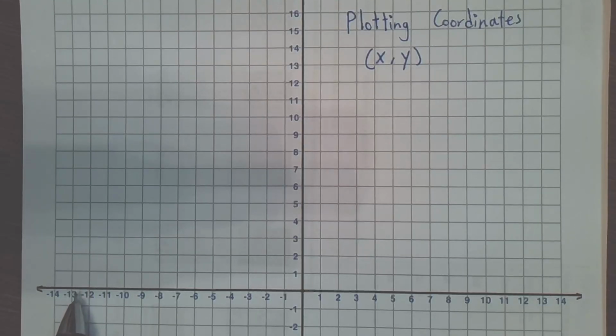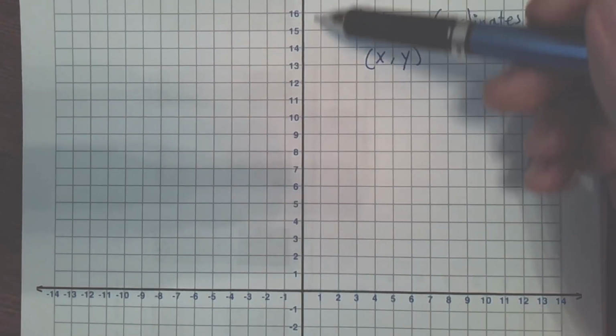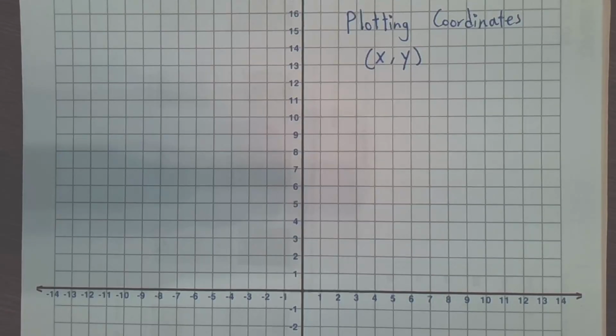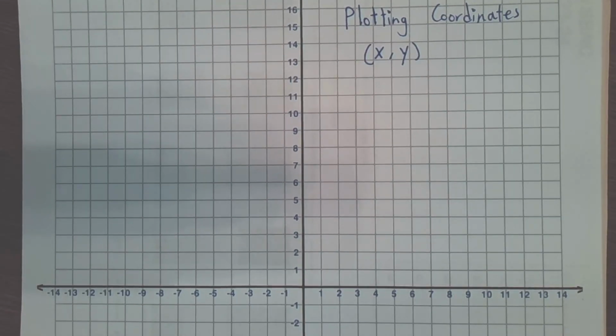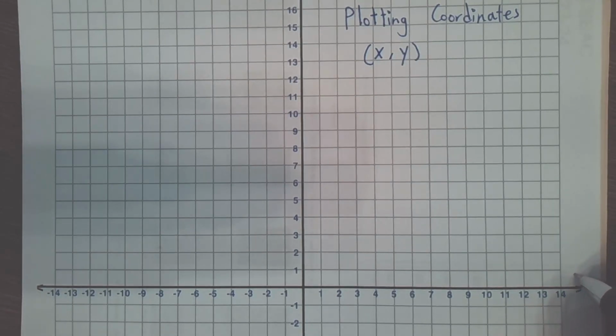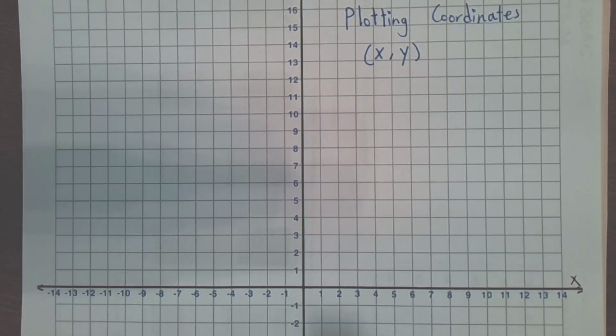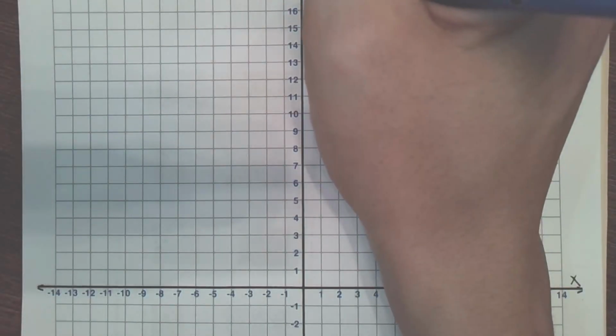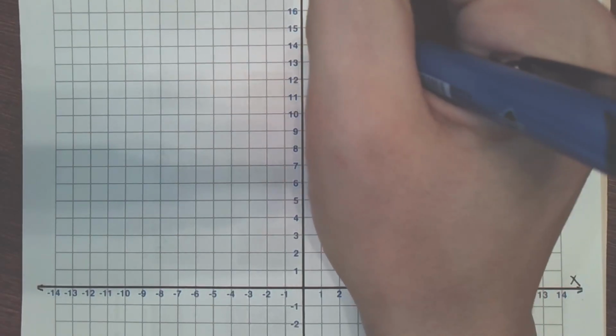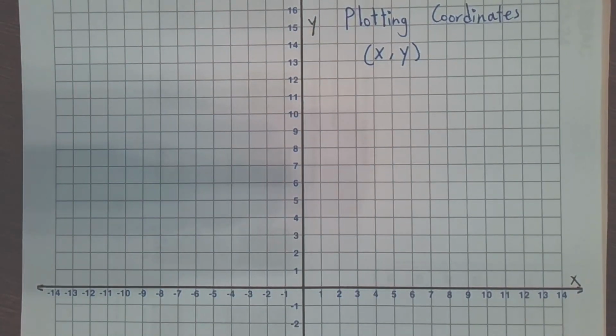You have a horizontal line that goes left to right and a vertical line that goes up and down. Which one is the x-axis? The x-axis is always the horizontal one that goes left to right. And your y-axis is always the vertical one that goes up and down. So you have to remember: horizontal, x-axis; vertical, y-axis.